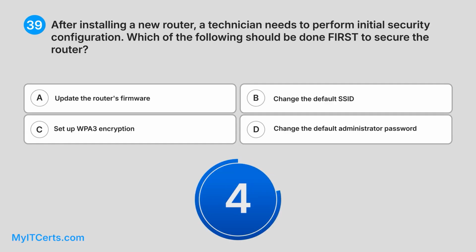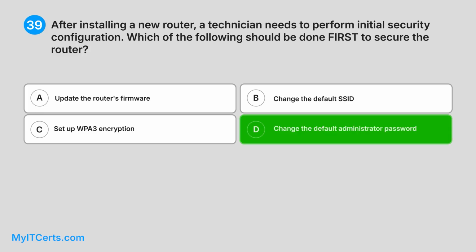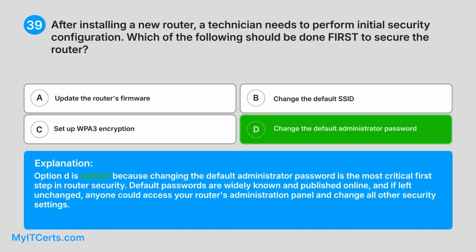Do you know the answer? Correct answer. D. Change the default administrator password. Explanation. Option D is correct because changing the default administrator password is the most critical first step in router security. Default passwords are widely known and published online, and if left unchanged, anyone could access your router's administration panel and change all other security settings.